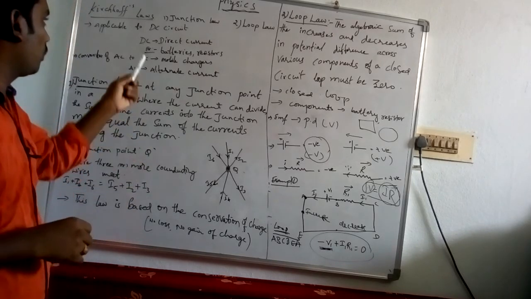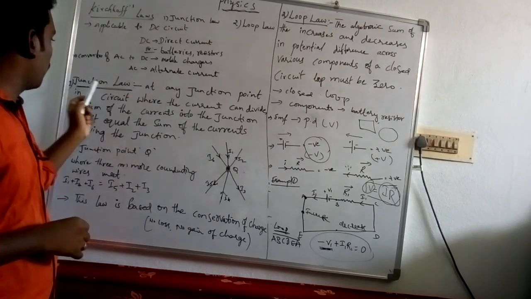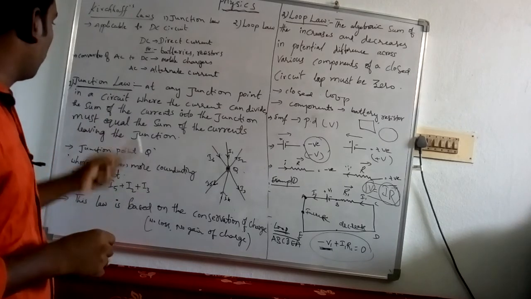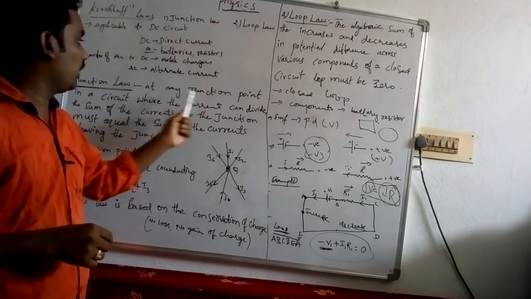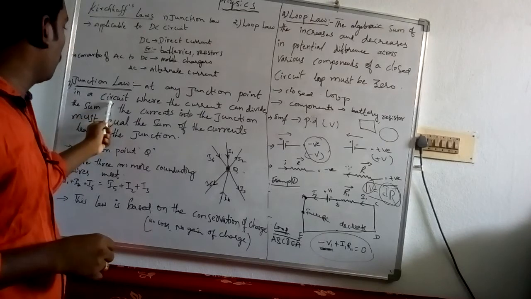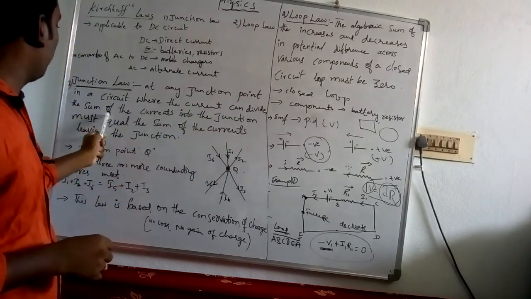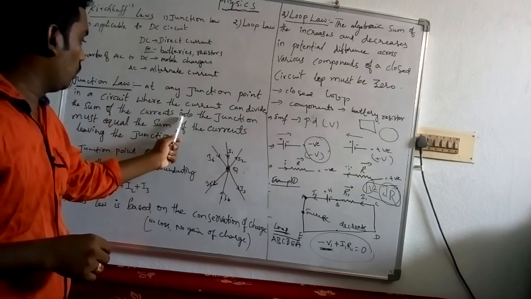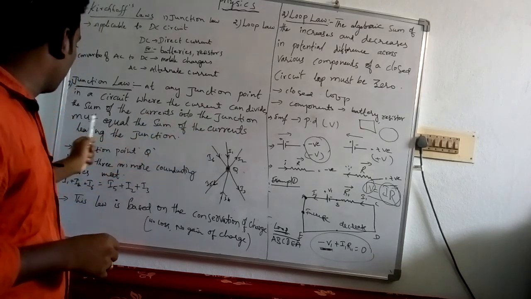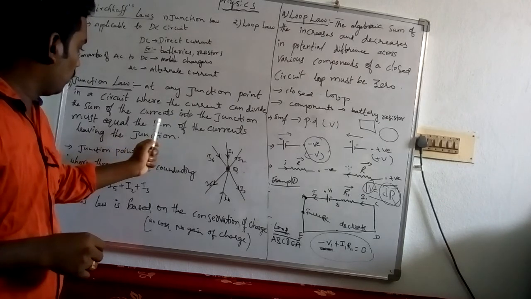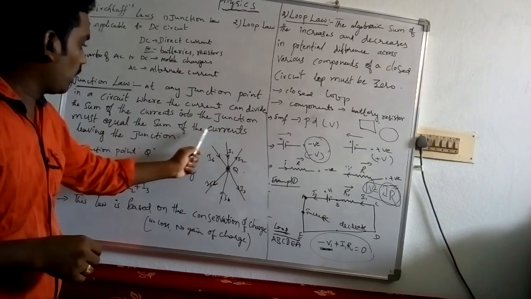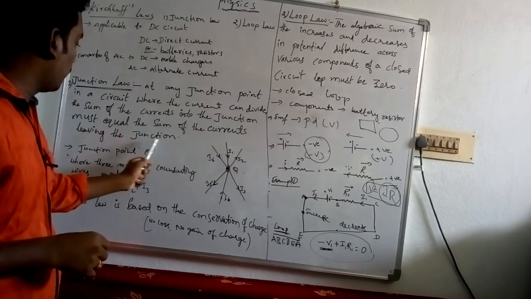Now we are going to discuss the first one, the junction law. What is the definition of the junction law? At any junction point in a circuit where the current can divide, the sum of the currents into the junction must be equal to the sum of the currents leaving the junction.